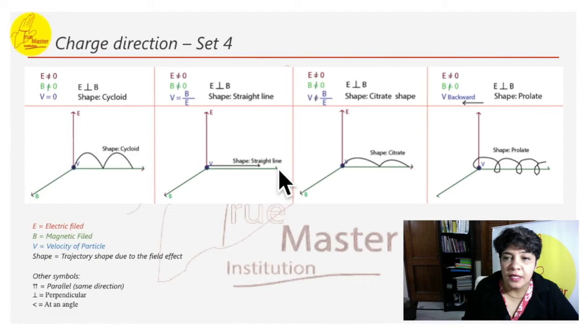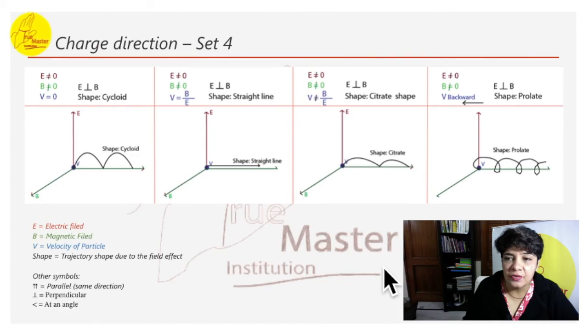Okay. In case 3, electric field and magnetic field are perpendicular to each other. See, E is perpendicular to B. The charged particle moves with a velocity, but the velocity is not equal to the value E by B. So velocity is not equal to the ratio. Then the trajectory shape will be like this, a smaller cycloid we can say. Okay, this will be the shape.